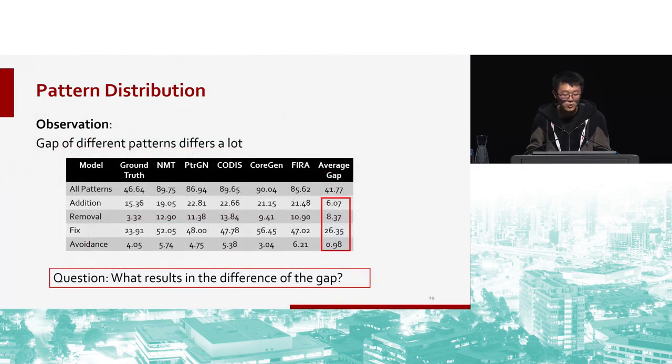We also have an observation. The gap is the difference between the pattern ratio in the generated commit messages and the ground truth ones. The larger the gap is, the more pattern messages the model generates wrongly. And we can notice that the gap is different between different patterns. So what results in the difference?